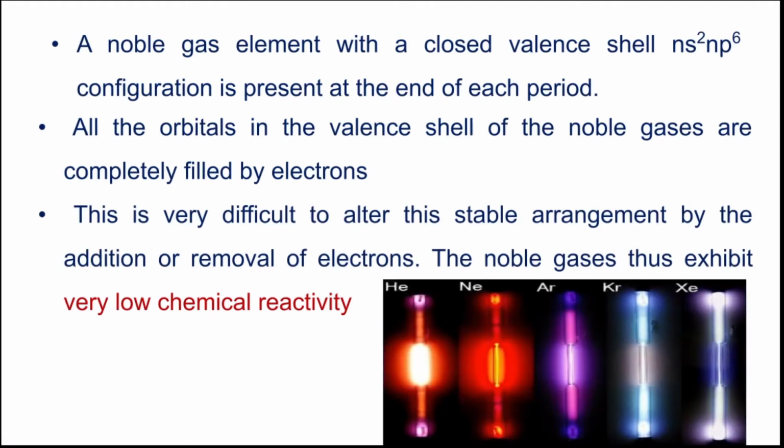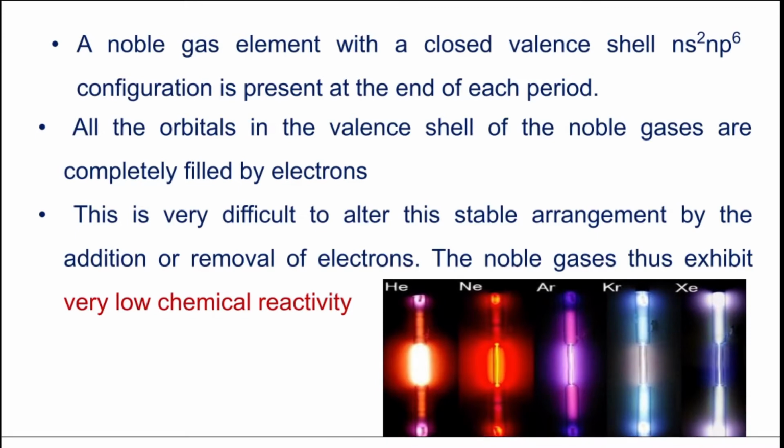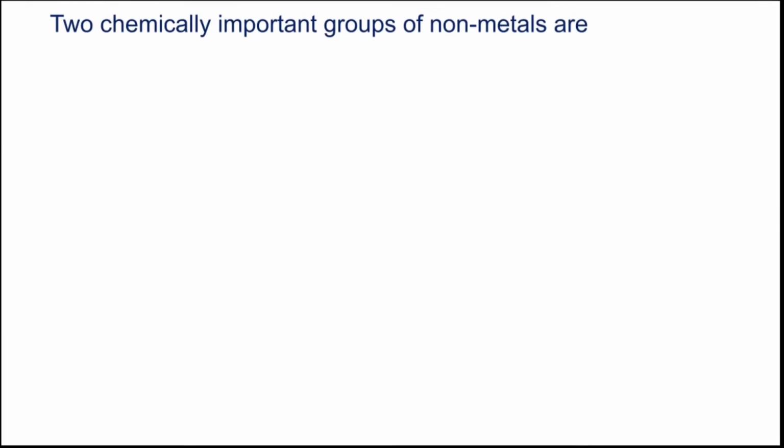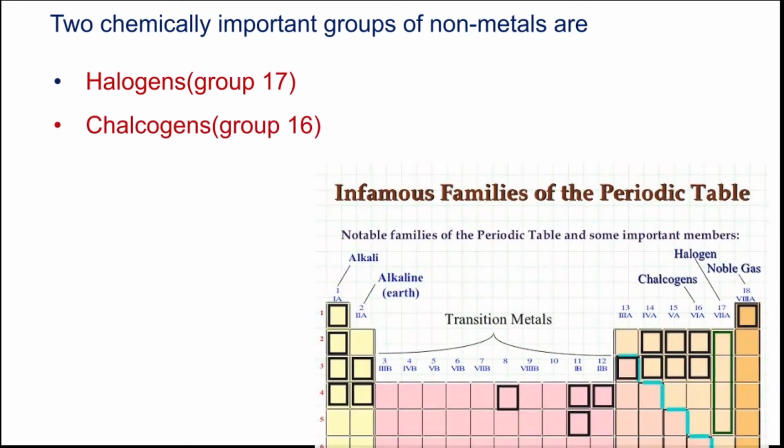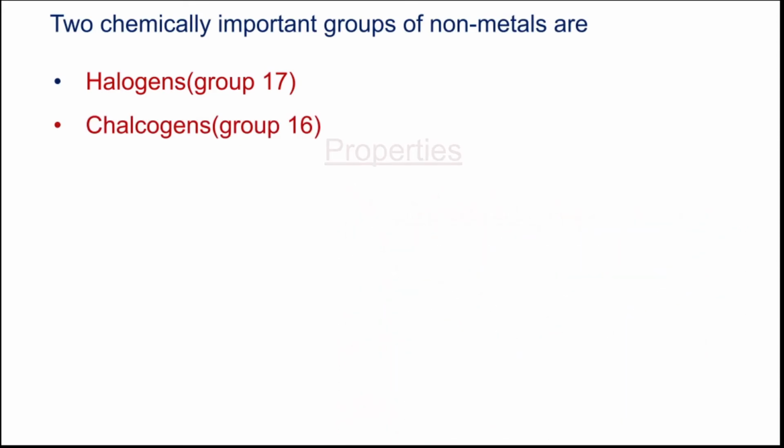Look at the picture. Here we have helium, neon, argon, krypton, xenon. These are our noble gases. They have a very low chemical reactivity. Two chemically important groups of nonmetals are halogens and chalcogens. Halogens are group 17 elements and chalcogens are group 16 elements.